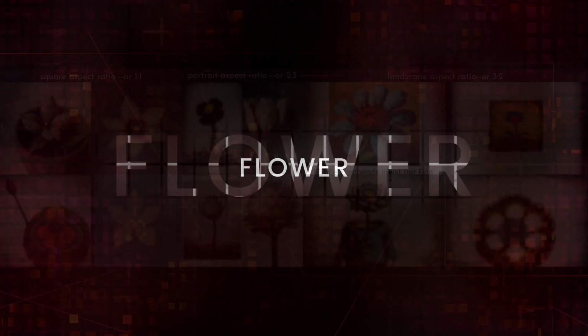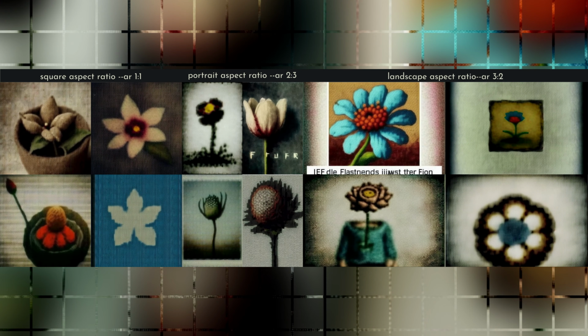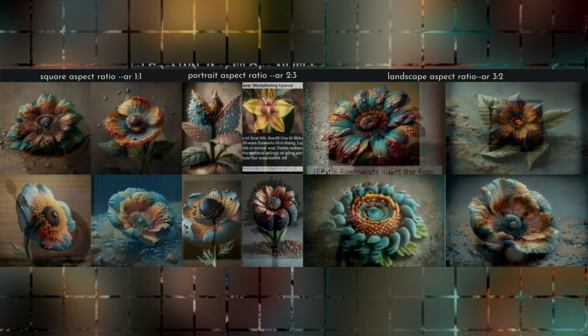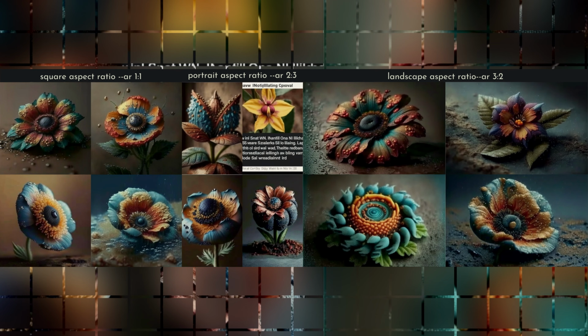Flower. Some of them might even look like flowers. I actually kind of like this one. And the Stylize 1000 creates some quite photorealistic, but surreal flowers. They look really alien. There are some nice water droplets on most of them, seems to be Midjourney's style. This one is completely different from the others and not in a good way. So out of these my favorite is the landscape aspect ratio.